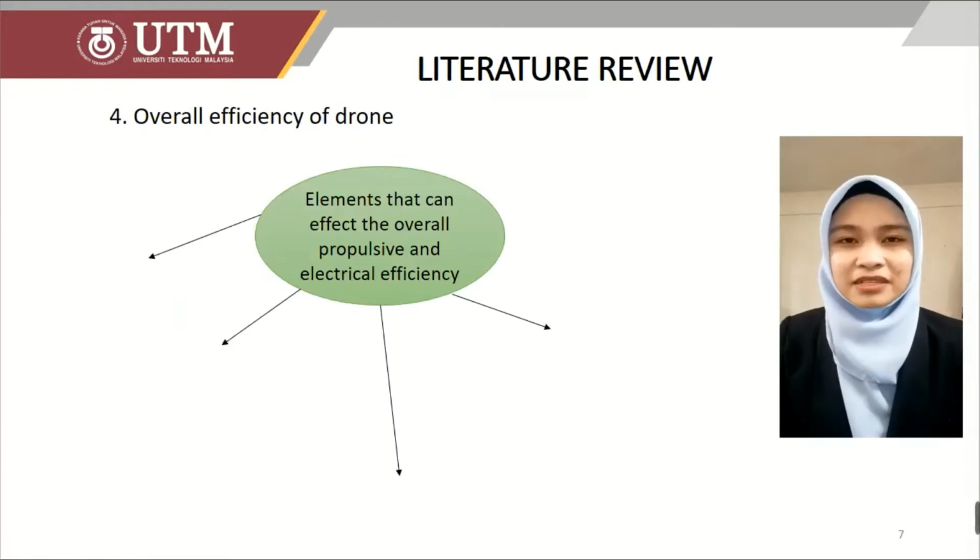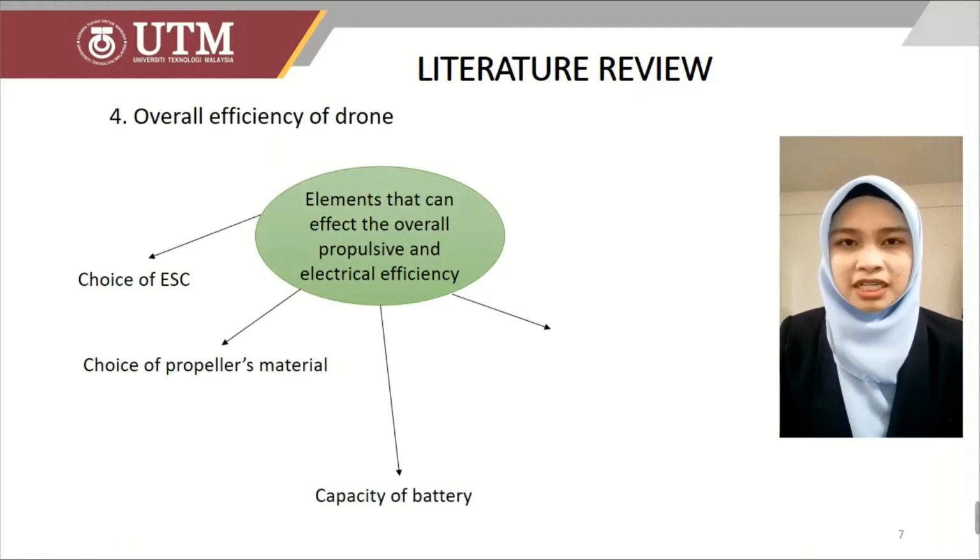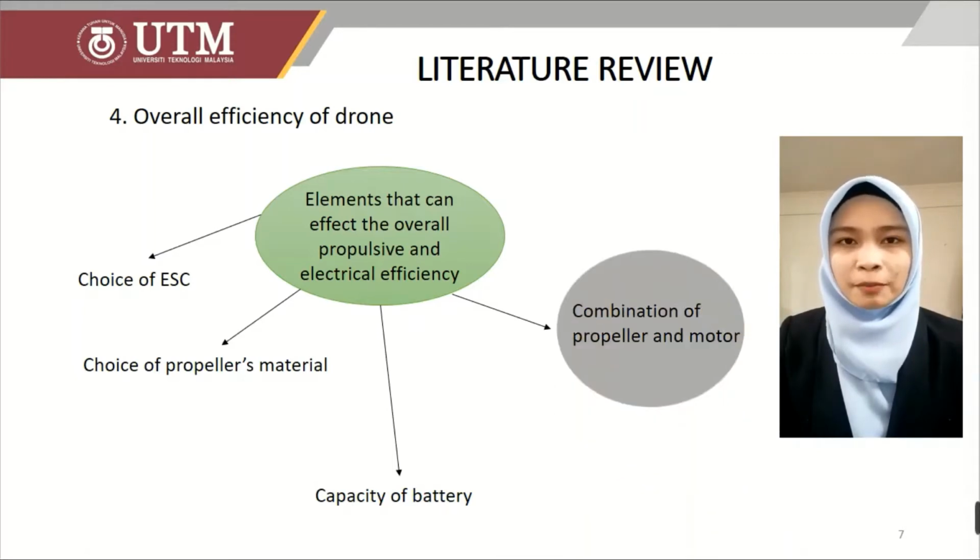There are several elements that can affect the propulsive and electrical efficiency, such as choice of ESC, choice of propeller's material, capacity of battery, and combination of propeller and motor. So for my project, I will focus on combination propeller and motor.